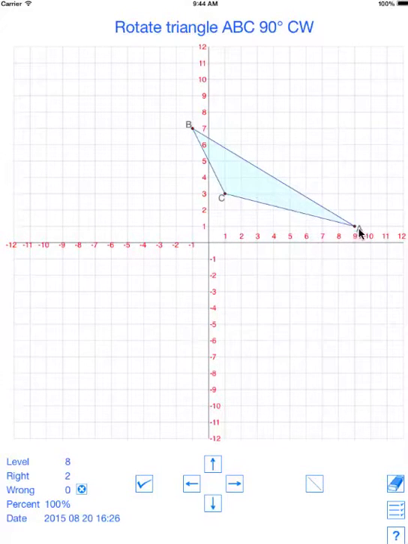My A is going to end up in quadrant number 4, my C prime is going to end up in quadrant number 4, but my B is going to end up in quadrant number 1. Okay, and knowing that, I can just reverse the X's and Y's.